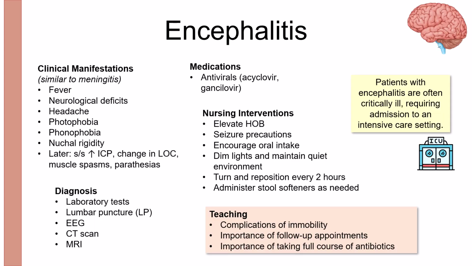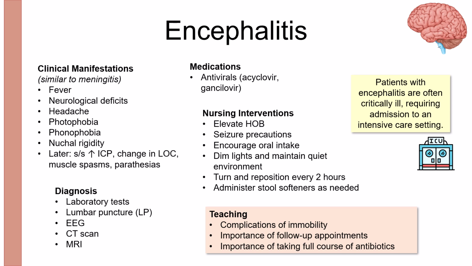Let's talk about the clinical manifestations of encephalitis. Since this is an infection that causes inflammation in the brain and spinal cord, you'll see both infection-like symptoms and neurological changes. Your patient might start off complaining of a headache or feeling really sensitive to light and sound, which is also called photophobia and phonophobia. A stiff neck or nuchal rigidity is another red flag that points to the central nervous system involvement.